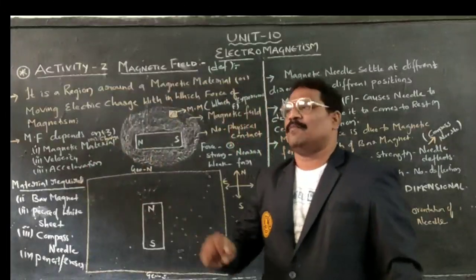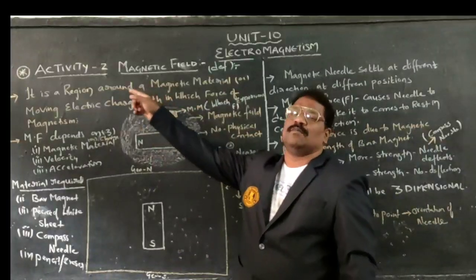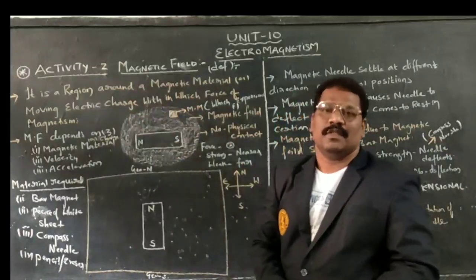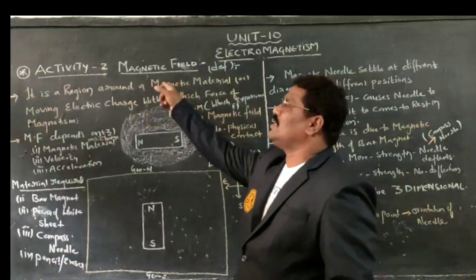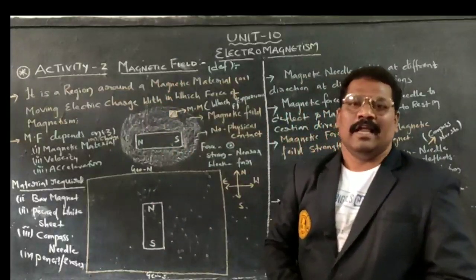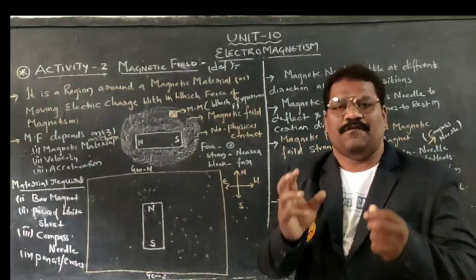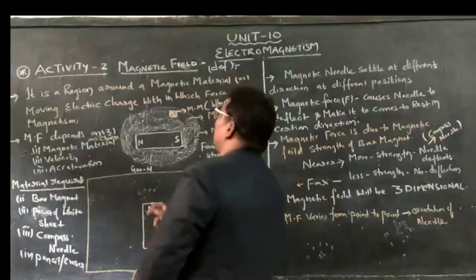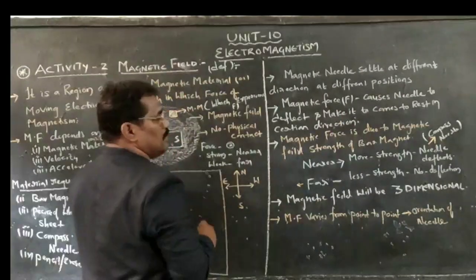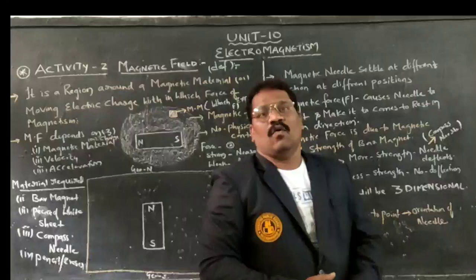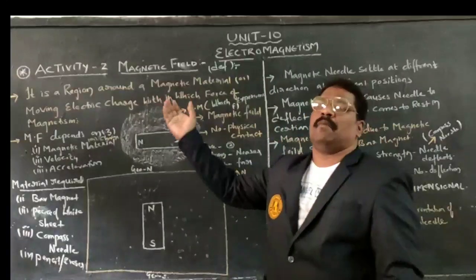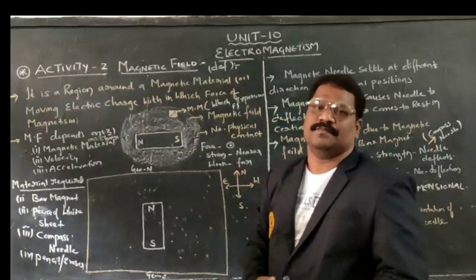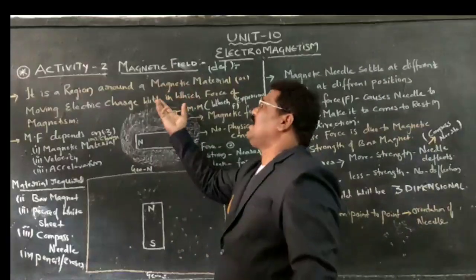Children, within this particular topic, we are going to discuss Activity 2. What information does this Activity 2 give? It gives information about a field that is nothing but what? Magnetic field. What will produce a magnetic field? A bar magnet will produce a magnetic field.